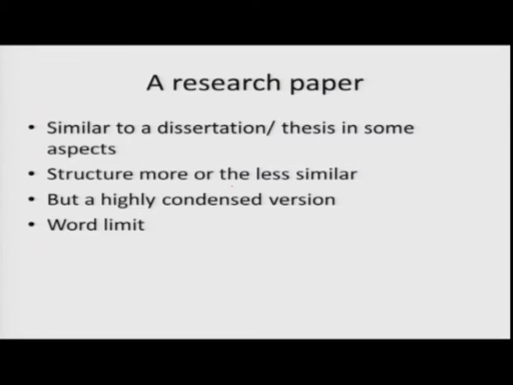So, how does it work? A dissertation is actually, as I mentioned, a fairly long document, about 150 to 200 pages, sometimes even more than that. However, a research paper has a strict word limit. Most of the time it is about 2000 words to 5000 words. So, one aspect which makes a research paper different is that it is a highly condensed version.